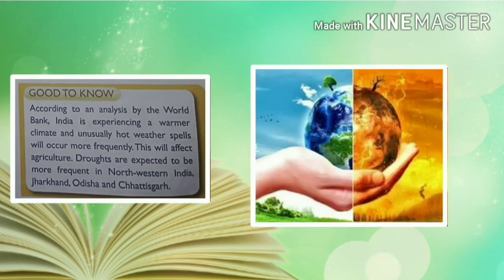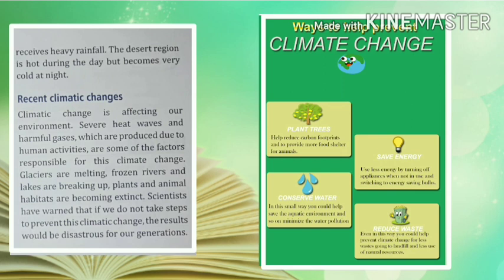So this climatic change has a very bad impact on our life. So we should take proper steps to prevent the climatic changes, like we should stop polluting the environment, right? We should take proper care of our environment so that we can prevent the climatic changes.